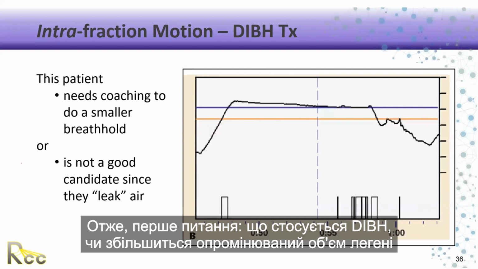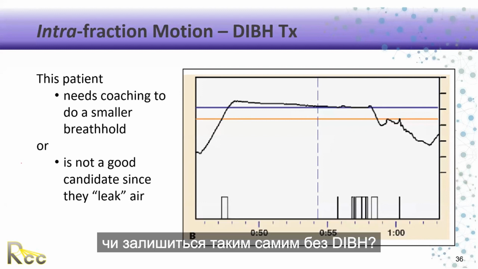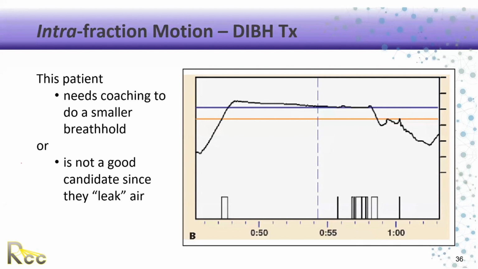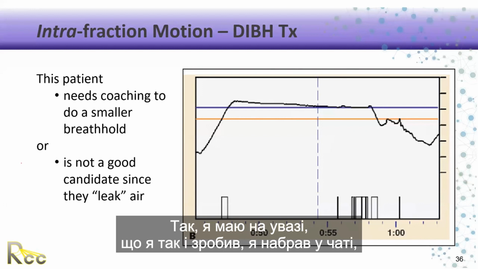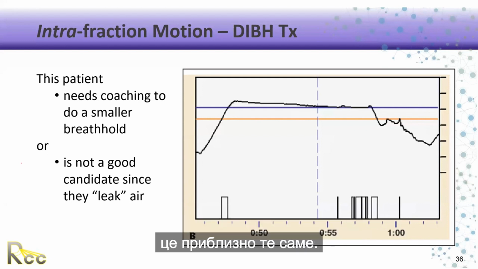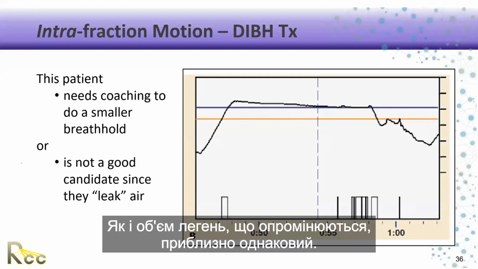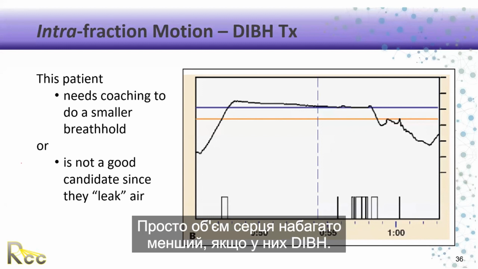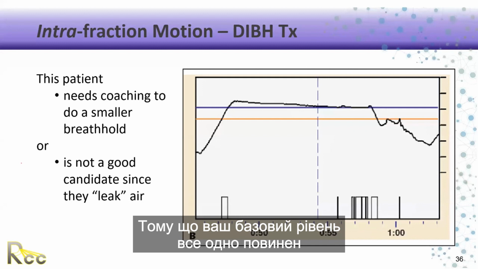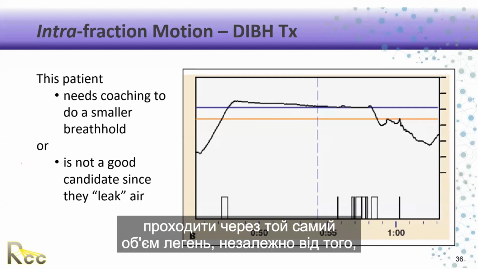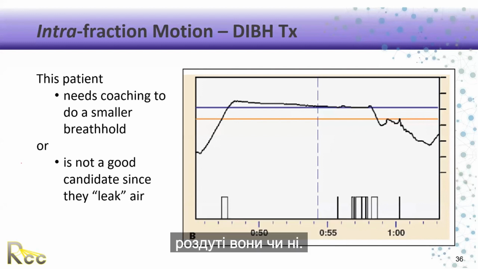First question is, as far as DIBH is concerned, will the irradiated volume for the lung increase, or will it be the same without DIBH? For that, that should be on the planning side. I typed in the chat, it's roughly the same. The volume of lung irradiated is roughly the same. It's just the volume of heart is a lot less if they have DIBH, because your beam should still really be passing through the same volume of lung, whether it's inflated or not.